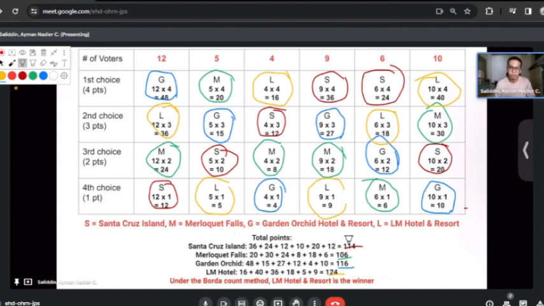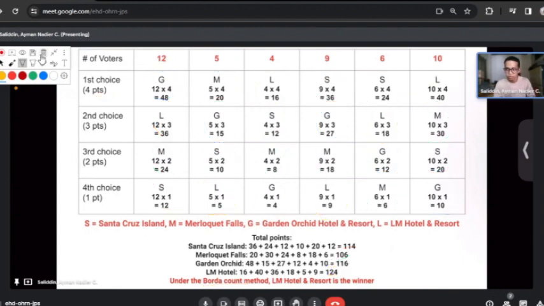Like I said, in the Borda count method, all that we care about is the total points and not the majority. Because if we look at the majority, for the first choice, we could see that the winner is definitely not LM Hotel. But since we're going under the Borda count method, we have to look at the points only. All right.